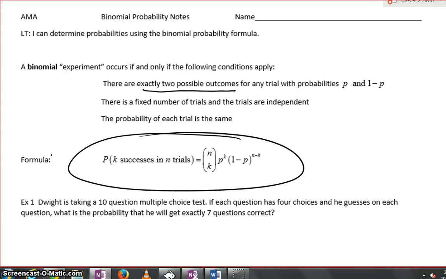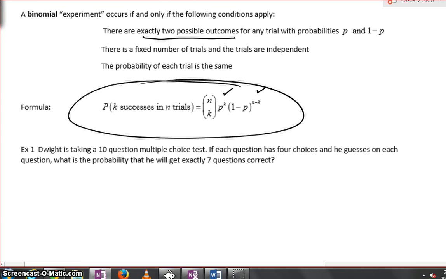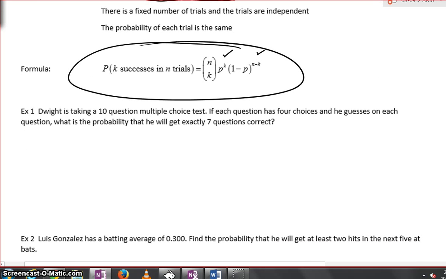A very important note I want to tell you is that these two powers must always add up to the total number of trials. Some of your trials will be successes. Some of your trials will be failures. So using this formula, we're going to be able to take a look at some problems. Let's look at example 1.